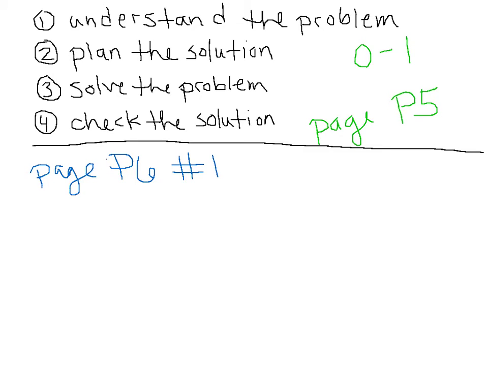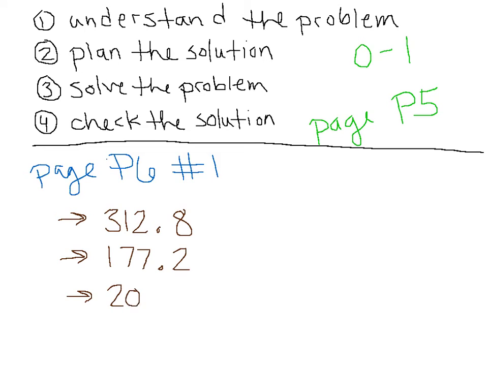I'm going to read through the problem again, and as I'm reading through the problem, I'm going to write down the information that I feel is the most important. So on day 1, they drove 312.8 miles. And I promise you that says 0.8. The program does that sometimes. All right, and then it says on the second day, they traveled 177.2 miles. And on the third day, they traveled 209 miles. And they want to know how many miles did they travel in all.